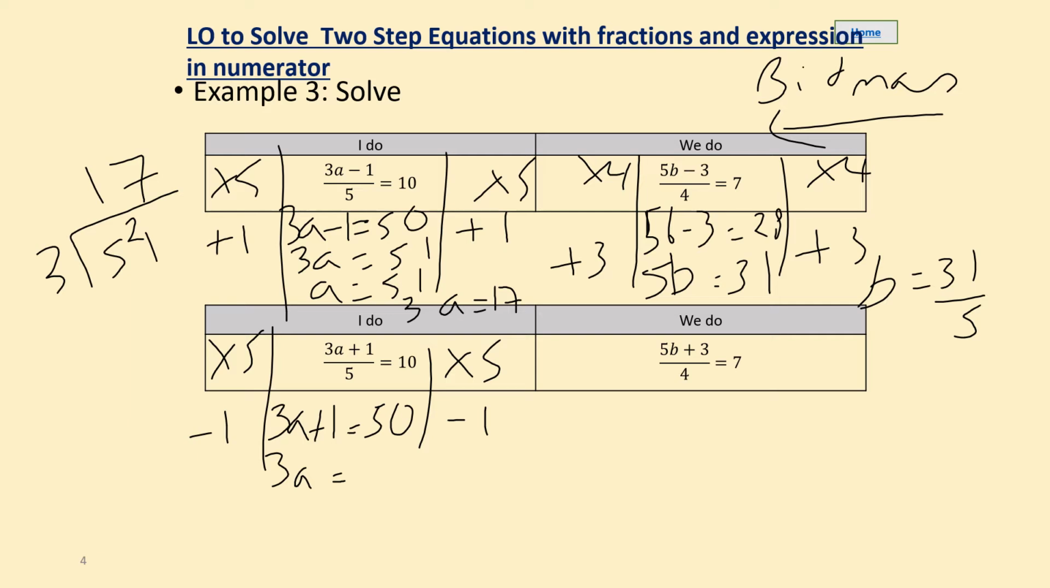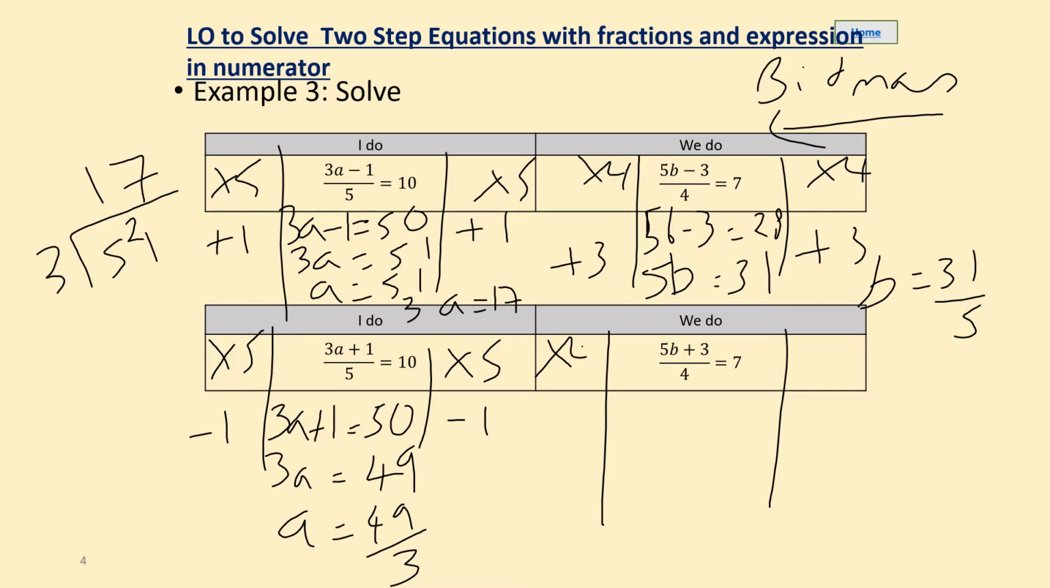Okay, 50 subtract 1 is 49. 4 plus 9 is 13, so it's not in the 3 times table. So we can simplify this down. 49 divided by 3, so you can simplify that one. Okay, what do I do first?